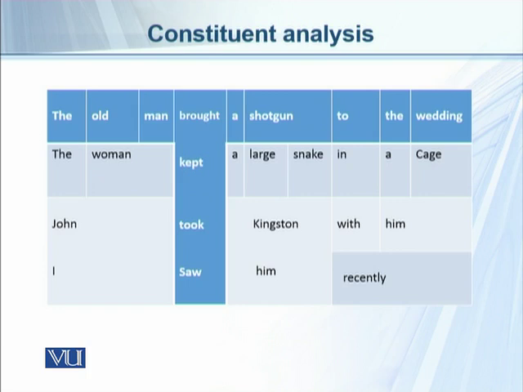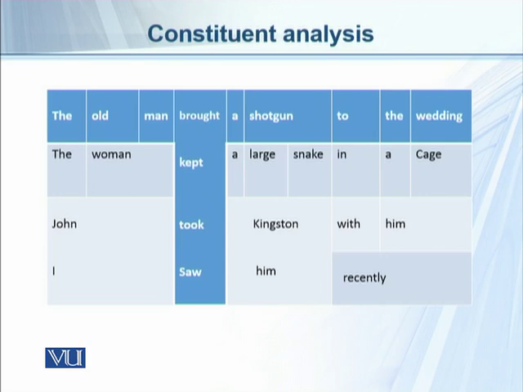Similarly, we can have another sentence: John took Kingston with him. So John, which is a proper noun, can be replaced with noun phrases like the woman and the old man. And similarly, Kingston, which is a proper noun, can be replaced with a large snake, a shotgun. And now with him, which is a prepositional phrase, is similar to the prepositional phrases in the previous two sentences, to the wedding and in a cage, right?